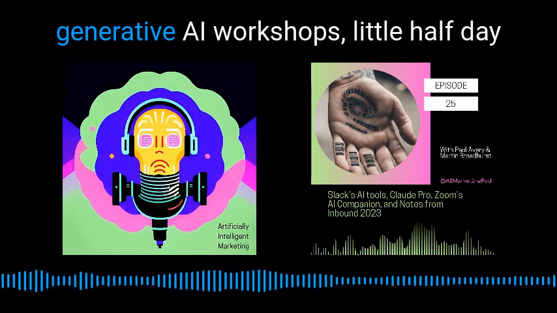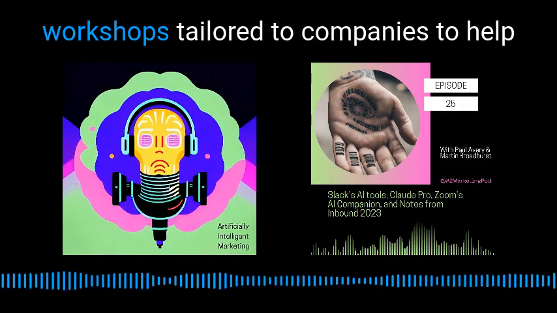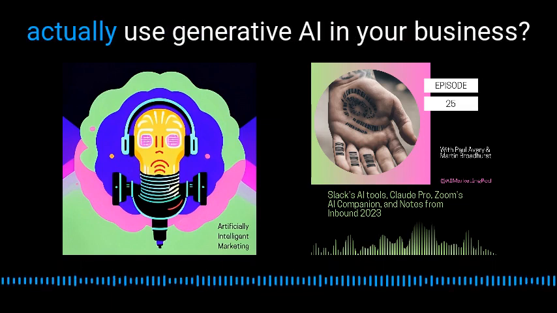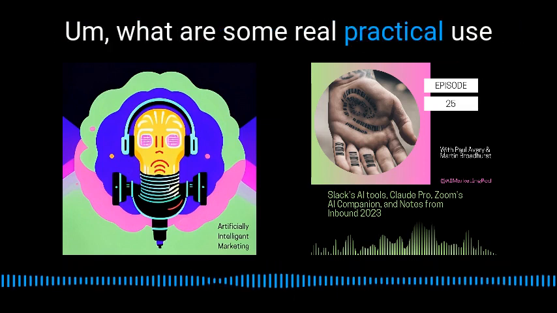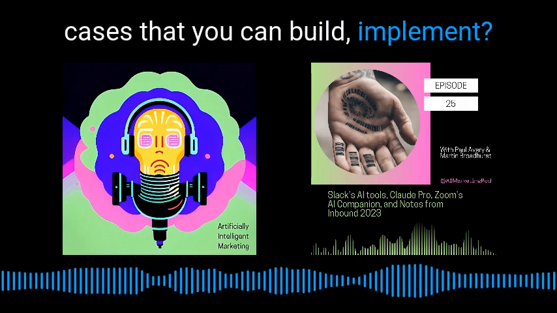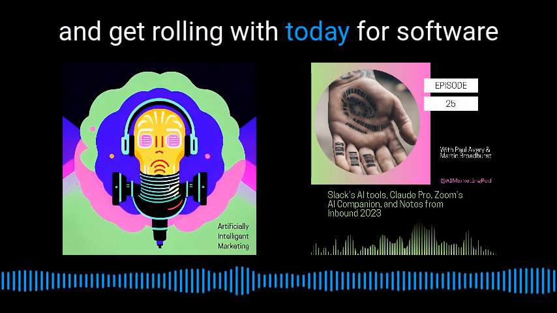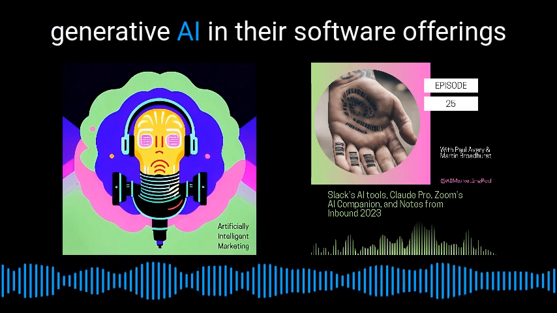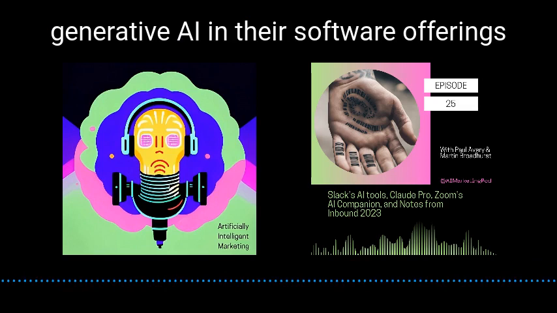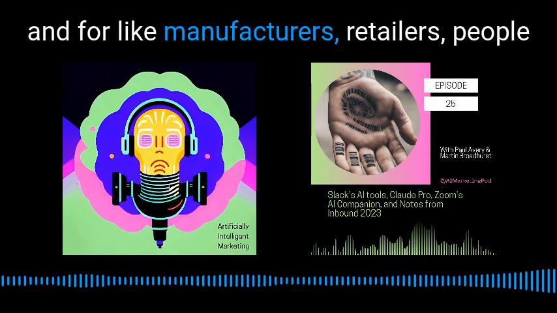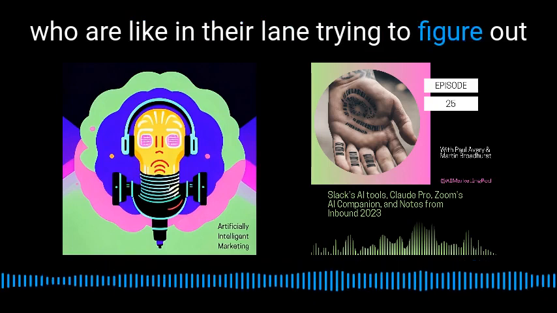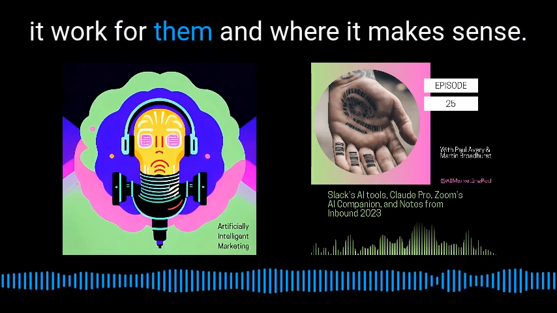We're running free generative AI workshops, little half-day workshops tailored to companies to help people identify just that. Like, how do you actually use generative AI in your business? What are some real practical use cases that you can build, implement, and get rolling with today for software vendors trying to figure out how to use generative AI in their software offerings, and for manufacturers, retailers, people who are in their lane trying to figure out how to adopt a new technology and make it work for them and where it makes sense.